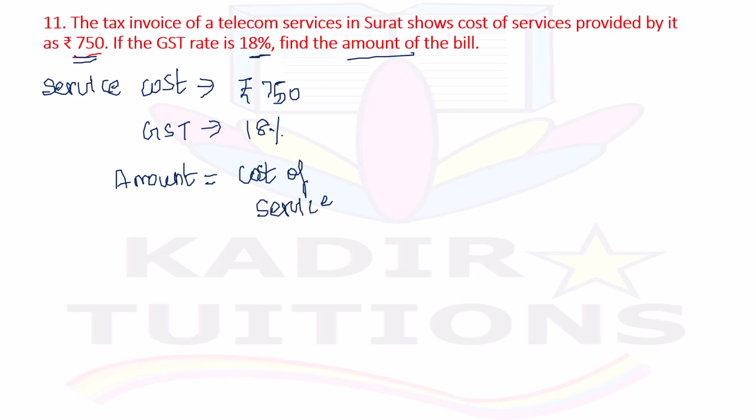According to the problem, the formula will differ. So there, we are told the selling price. Since it is a service, I am writing it as cost of service plus GST of 750, because that is the cost of service, right? That is why I wrote it. So the cost of service is 750. What is the GST? It's 18% of 750. So I'm writing 18 by 100 into 750.